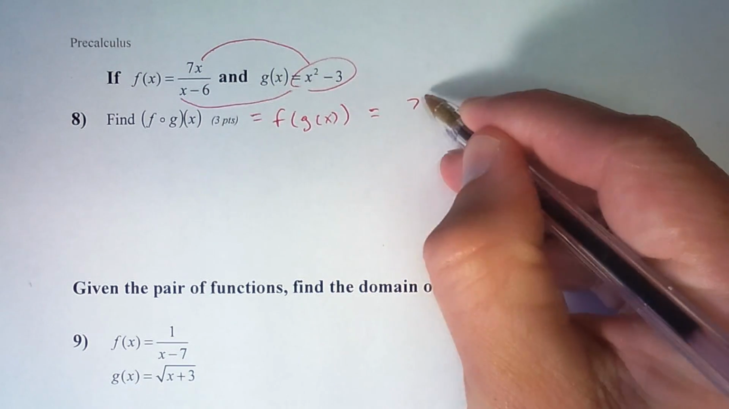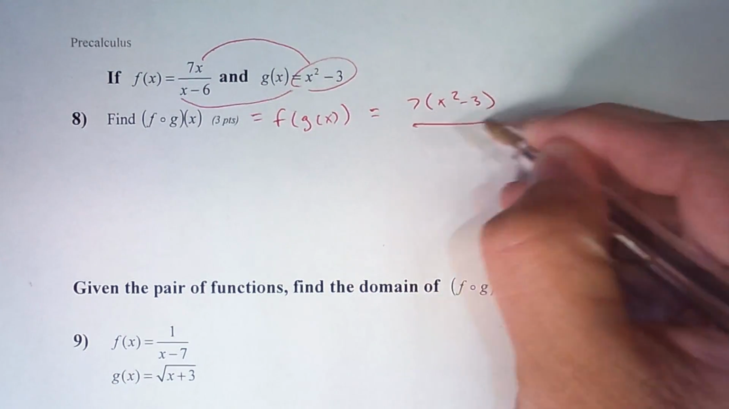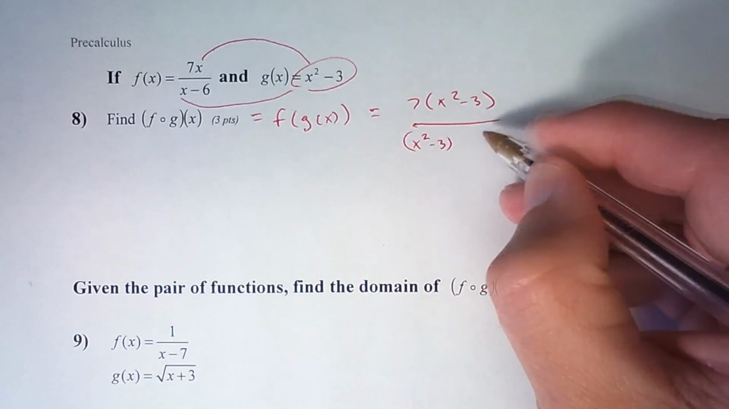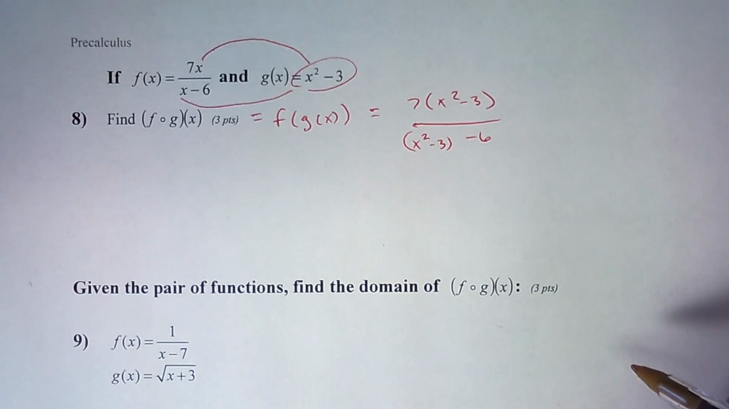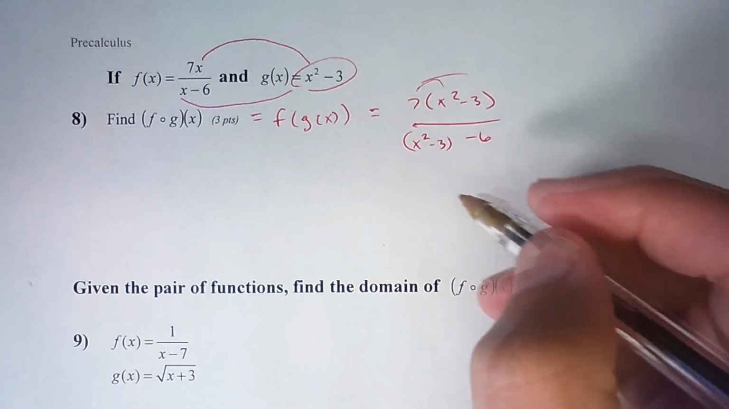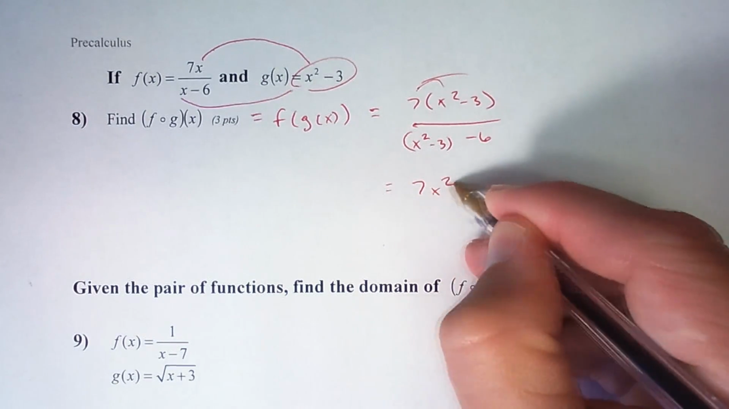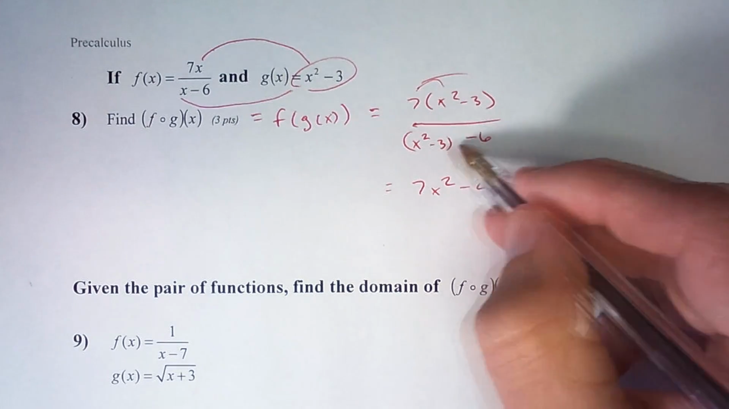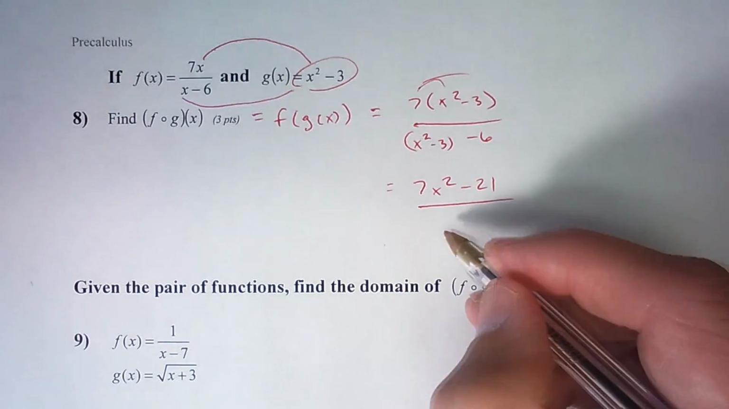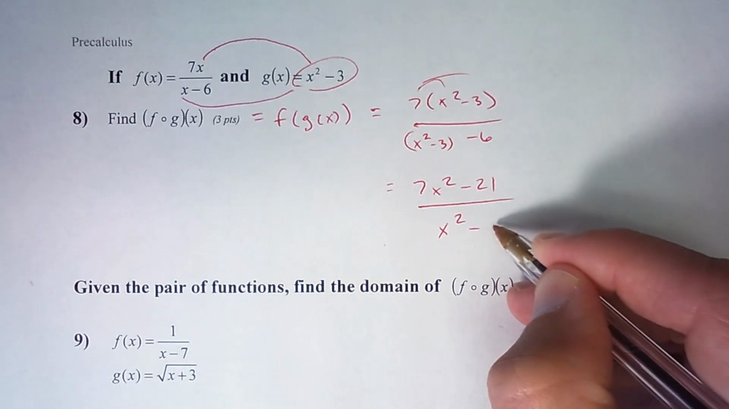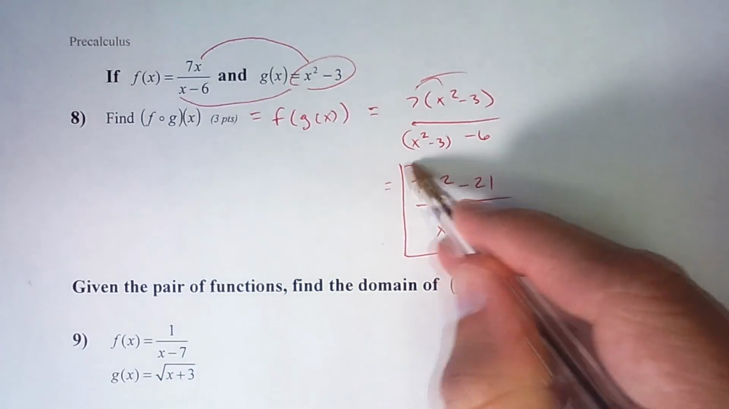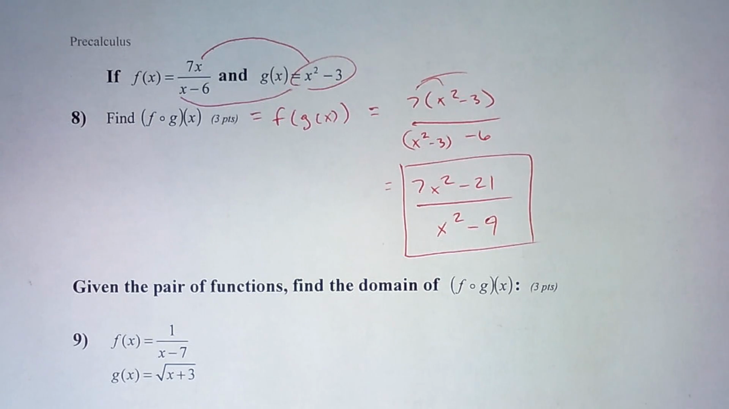So I've got 7 times x squared minus 3 over, and then that x becomes x squared minus 3, minus 6. Okay, here I can distribute, so I get 7x squared minus 21. And here I can combine like terms, so I get x squared minus 9. Okay, so that is f of g of x.